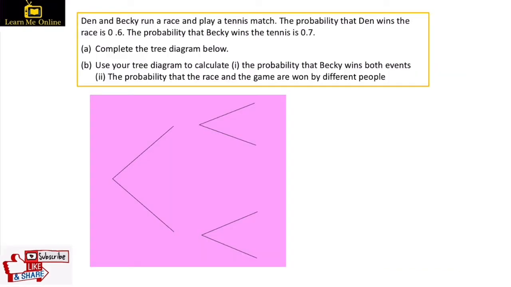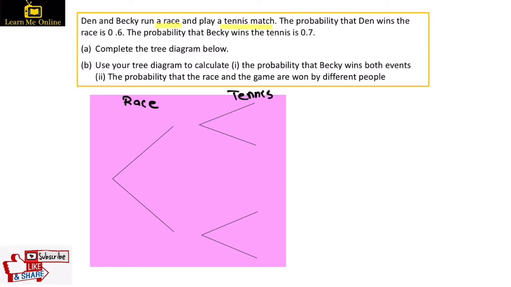Den and Becky run a race and play a tennis match. So the two things they're doing are a race and a tennis match. The probability that Den wins the race is 0.6. The probability that Becky wins the tennis is 0.7. First of all, I'm going to write down both the games here. The first information is about the race. The next one is about the tennis.